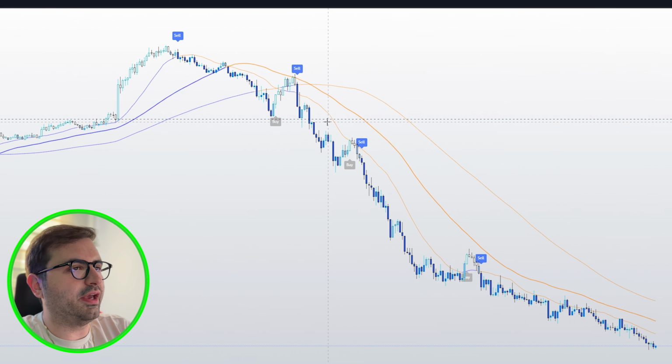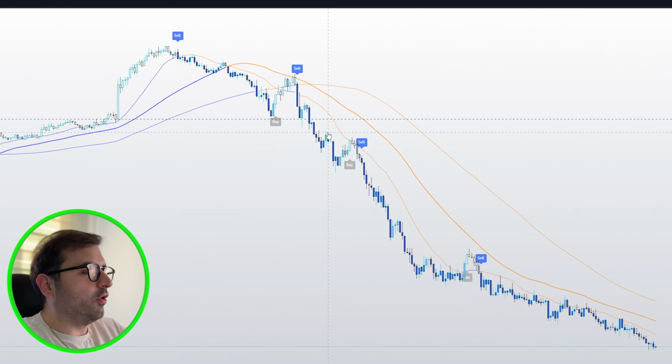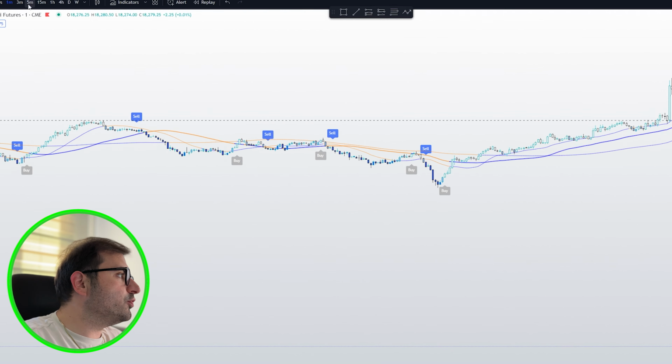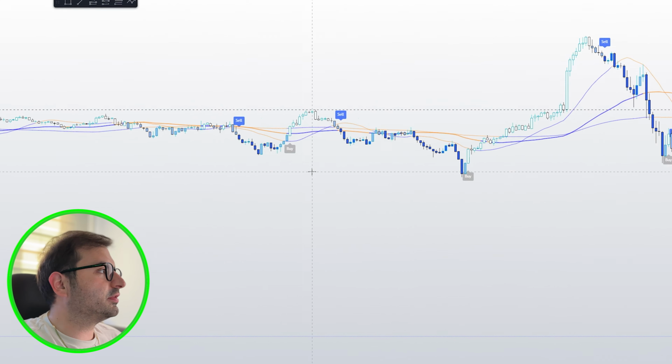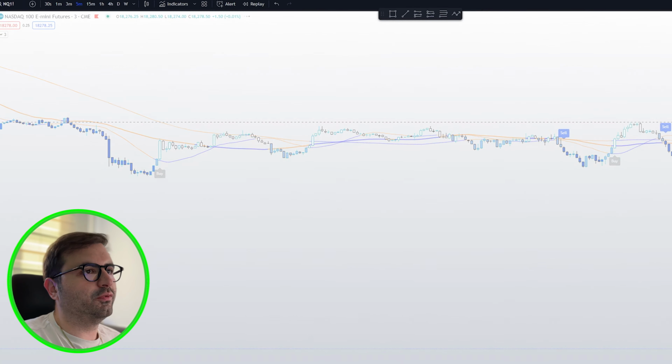This is, by the way, from today's price action on the Nasdaq, and you can change your time frame to 3 minutes if you want. So you can change your time frame to 1 minute or 5 minutes, whatever you want.